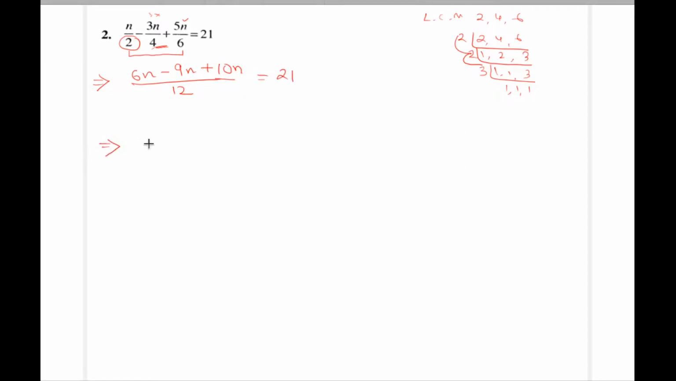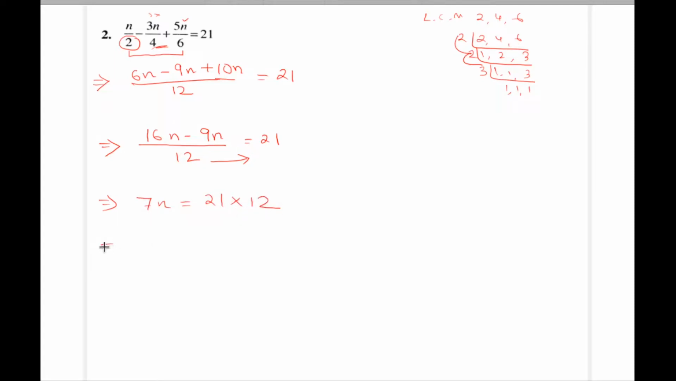So this implies 6n plus 10n, so this will become 16n minus 9n equals to 21. So now see, if we take this 12 to the other side of the equal sign, it will become multiplication over here. 7n equals to 21 multiplied by 12.